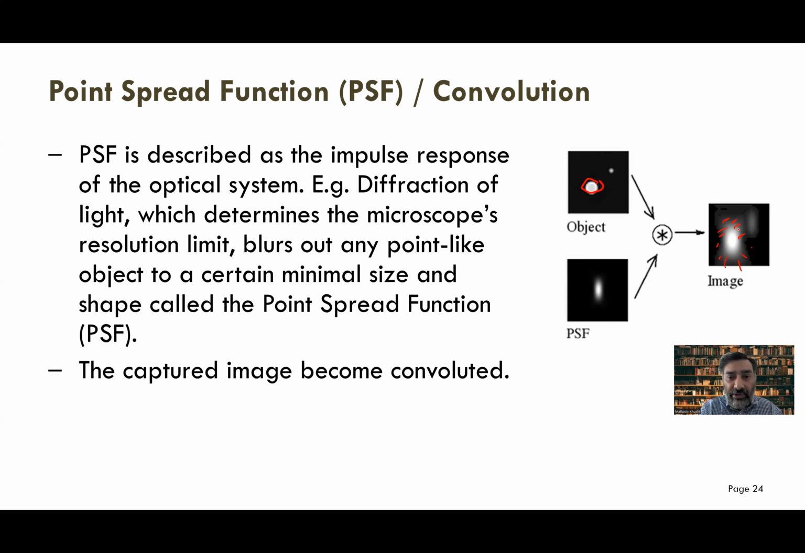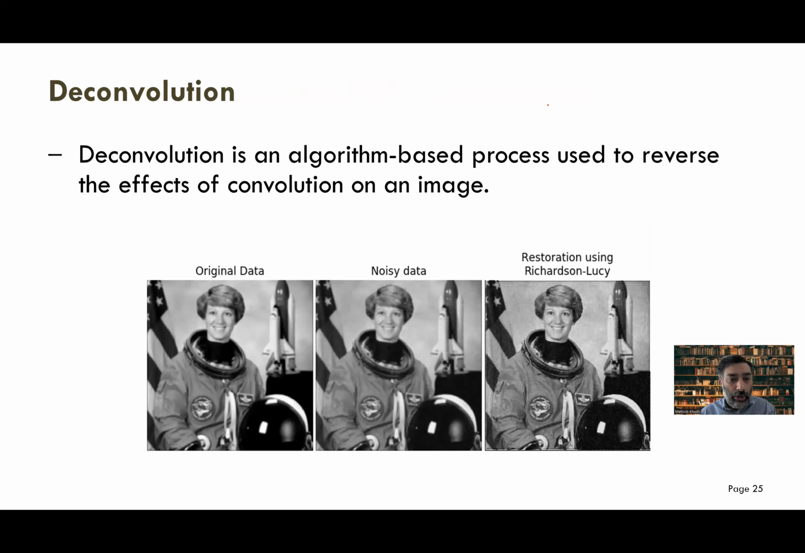Right. So that's why it's called convolution. Convolution means it's been mixed up, as you know, like in a convolutional neural network, where you mix a filter within your image. The same thing here: the actual object gets mixed with this artifact, this point spread function. So what you need to do is deconvolve your images.